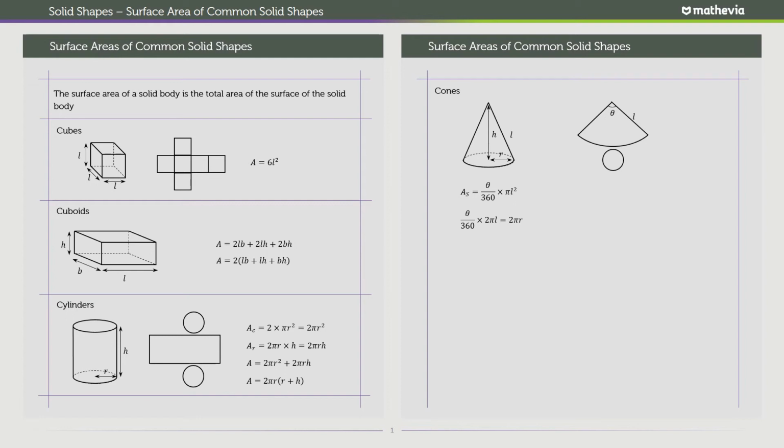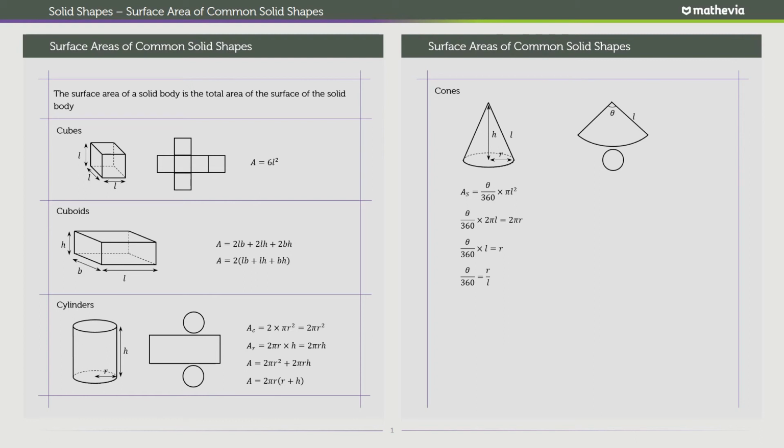And now what we have here is a very interesting relationship, and we're going to use this to find out exactly what theta over 360 is. Because theta over 360 times 2 pi L equals 2 pi r. We're just going to make theta over 360 the subject of the formula. We can cancel out 2 pi from both sides and then divide both sides by L. What we have in the end is that theta over 360 equals r over L.